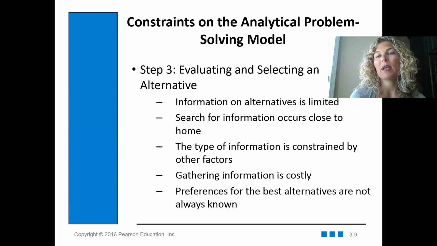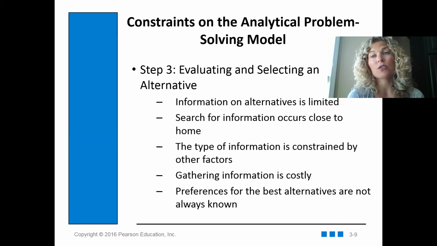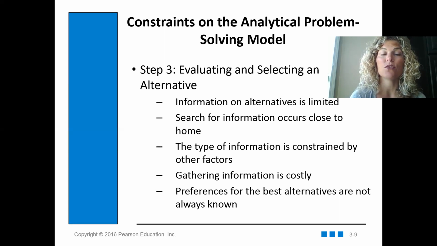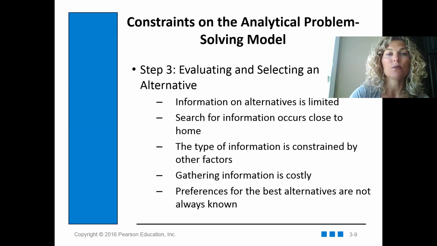So the type of information that we get might be pretty limited. The other big constraint is that it's costly. It's timely to gather all this information on all the alternatives. And so because of that cost or that time or those limited resources, we might not fully evaluate the options like we should. But those are real constraints, and sometimes those do prevent us from doing a full evaluation, and we have to use the limited resources that we do have access to.